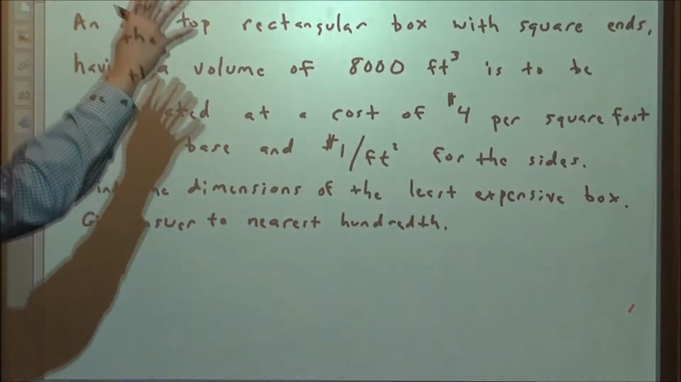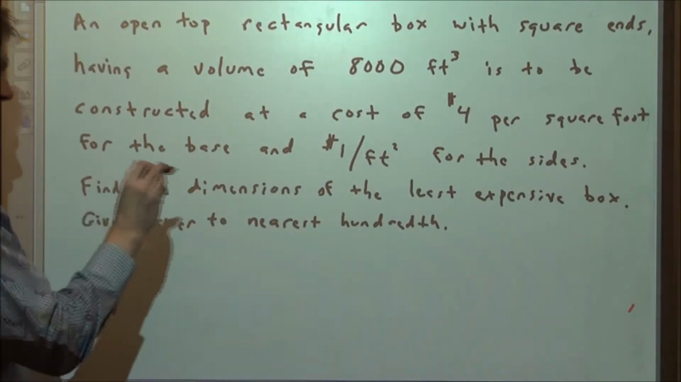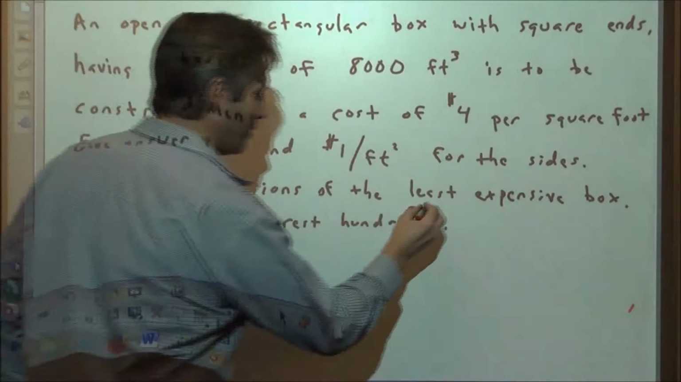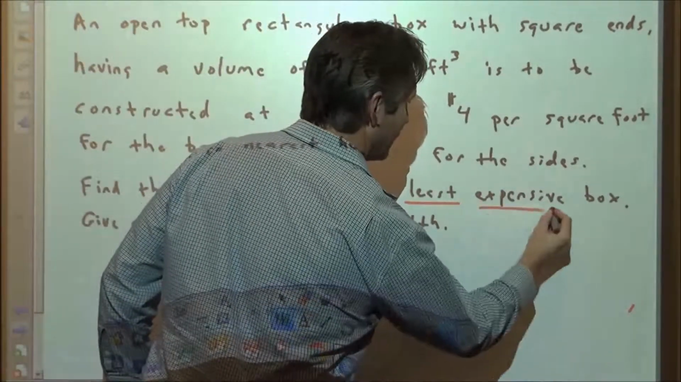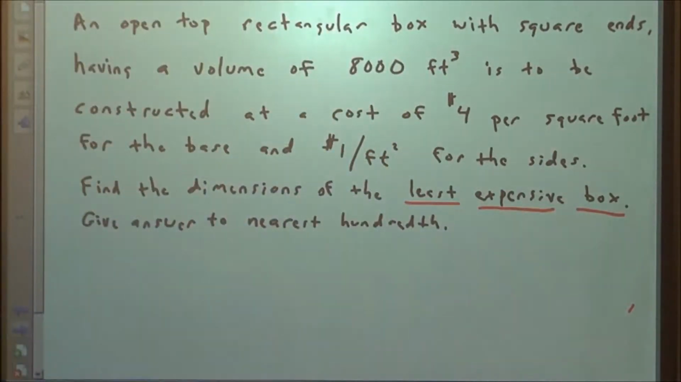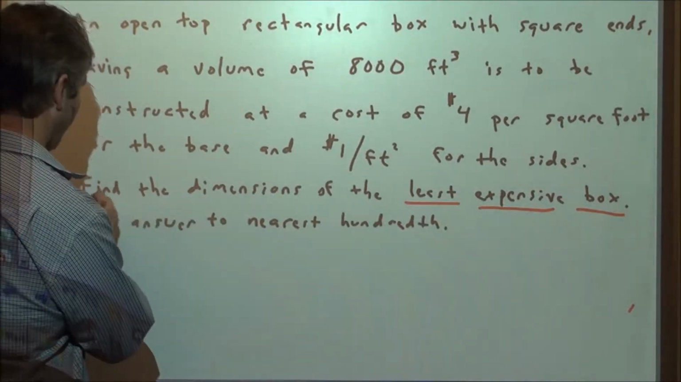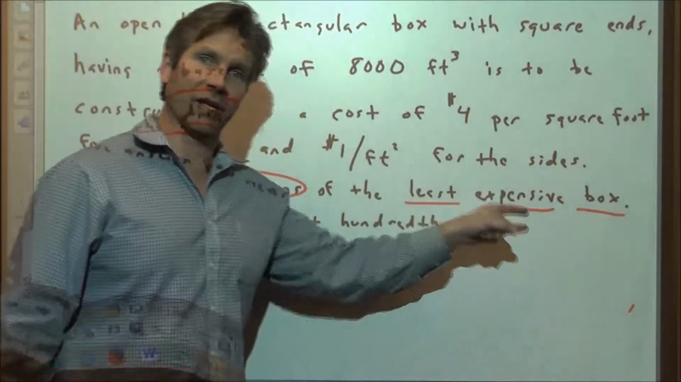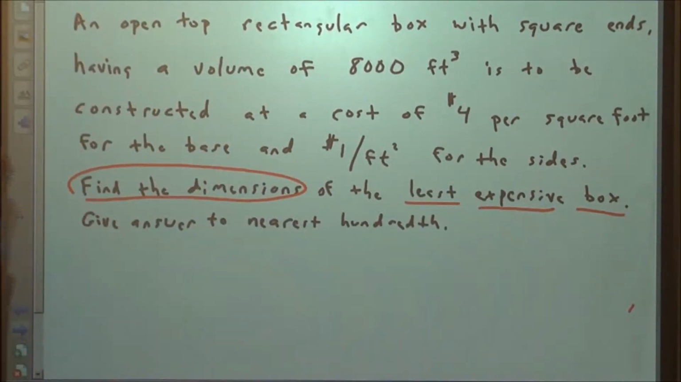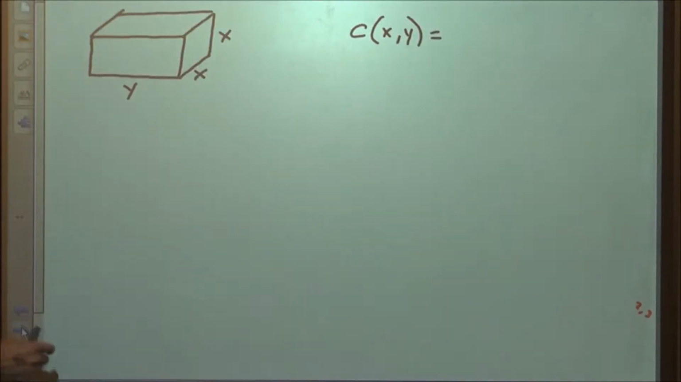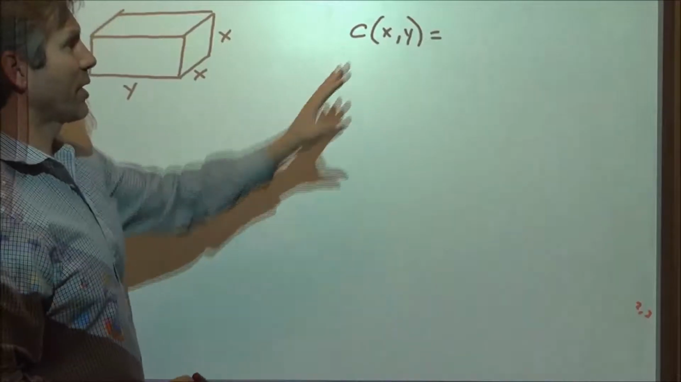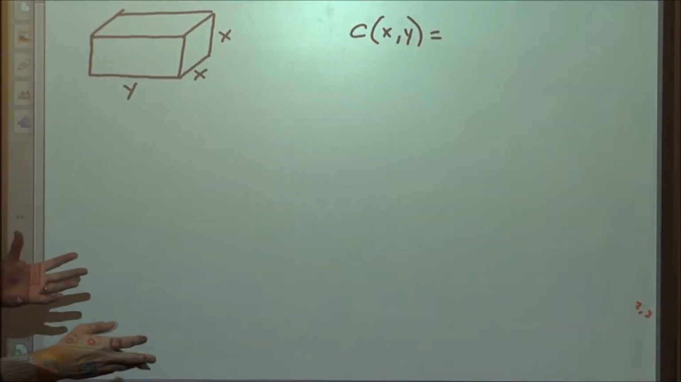So we look at all this information. There's a lot out there, but the first thing we hone in on, step one, what are we trying to minimize or maximize? We're trying to figure out the least expensive box. So this is going to be a cost function that involves us figuring out what the dimensions are in order to minimize the cost of creating the box. So we have it. We're going to minimize a cost function.